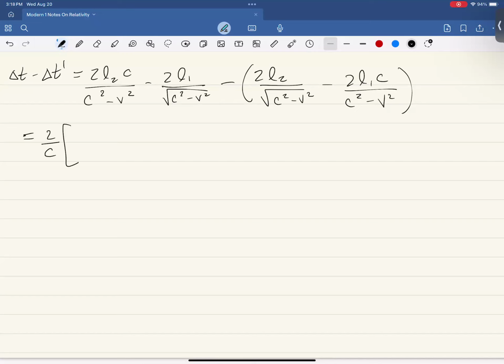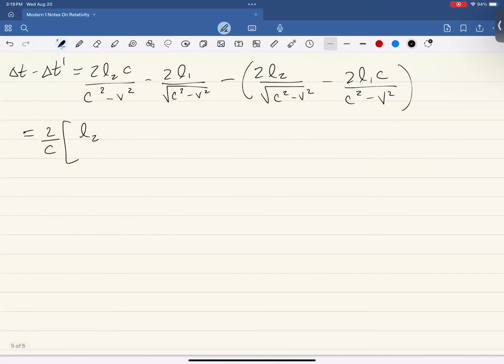Now, when I pull out 2 over C, here's what happens. Let's do this here. So we have L2. Look what happens here. If I pull out the 2, there's my L2, right? I have a C on top and a C squared on the bottom. If I factor out a C from the top, then I just have C squared minus V squared on the bottom. Well, actually, let me just show you in this one step so I don't confuse everybody. Okay, so focus in.